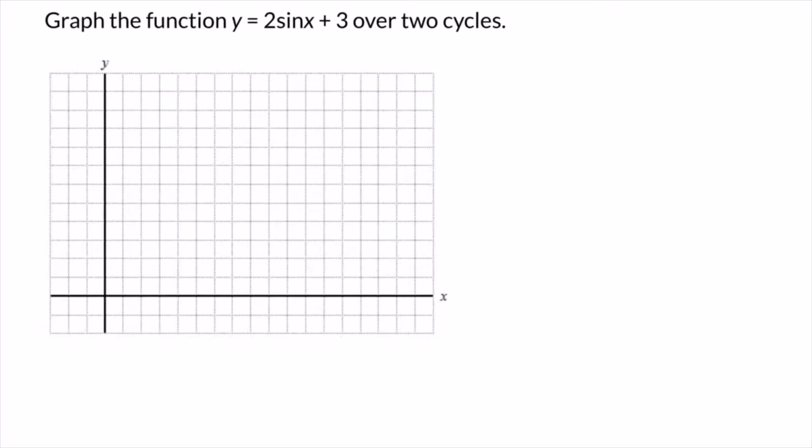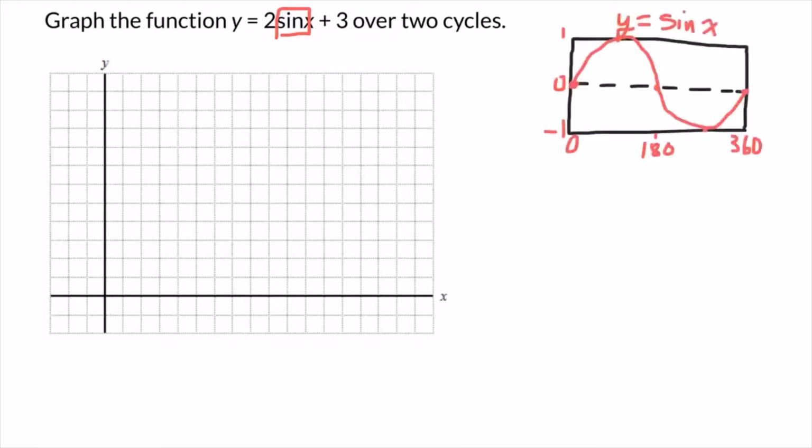So here is a function that I want to graph. y equals 2 sine x plus 3. And I want to graph this over 2 cycles. The first thing I need to notice in this function is that it's based on sine of x. So sine x is the parent function. And if you'll recall, this was my drawing of one cycle of the sine curve.